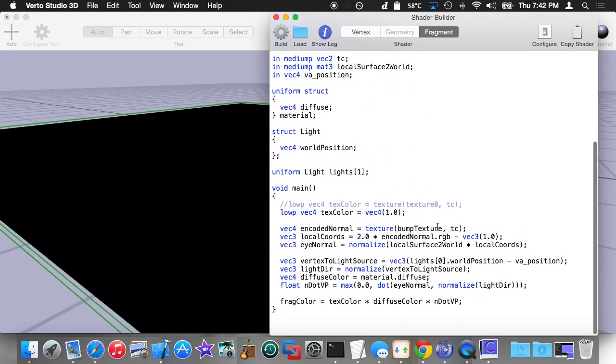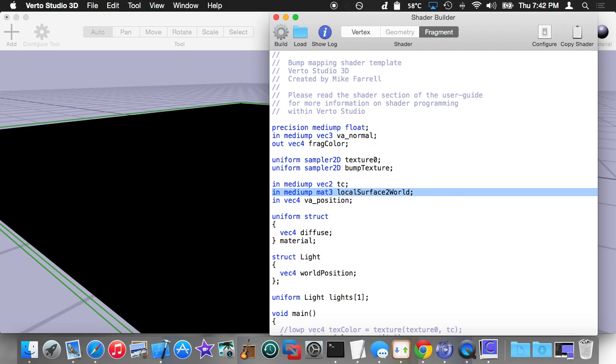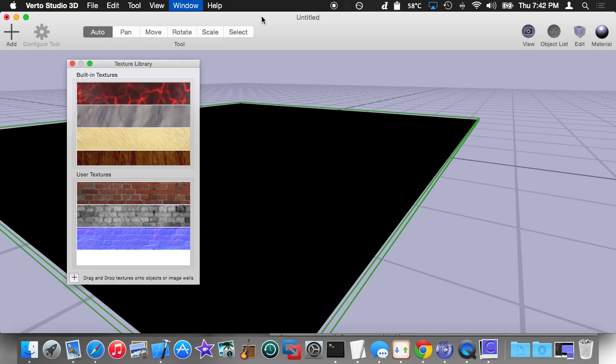The fragment shader, luckily, is not as, well, it's equally as complicated, I'm not going to lie to you. So we declare some inputs, namely to get the world space normal. And then we bring in the texture coordinates. And of course that local surface to world transform, which is needed for us to transform surface local space vectors into world space vectors. And lastly, the VA position.